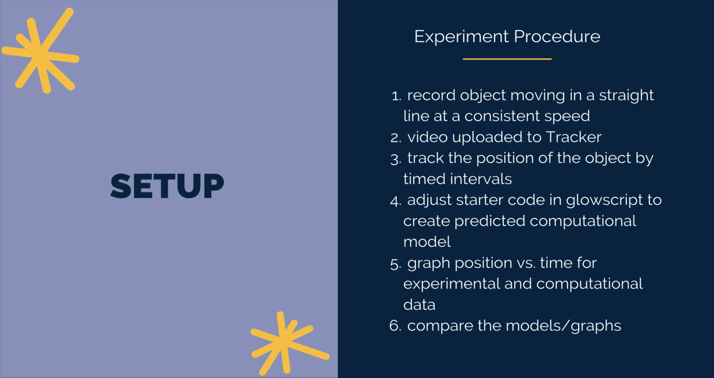Once those results were concluded, we then took our final velocity and went over to GlowScript where we manipulated the code, and this allowed us to create our predicted computational model. With those results, we could then graph our position versus time for our experimental and our computational data. This was then prepared to compare the model/graphs.